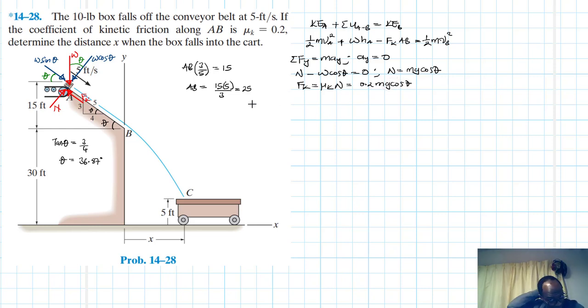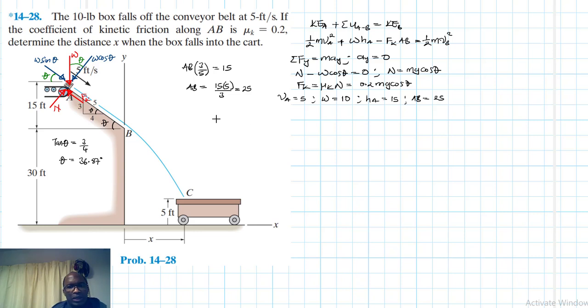Alright, so let's plug in everything. Our VA, we've been told, is just equal to 5 feet per second, and our W is equal to 10 pounds. Our HA is 15, and our AB is 25. Alright, so let's now write down the equation.